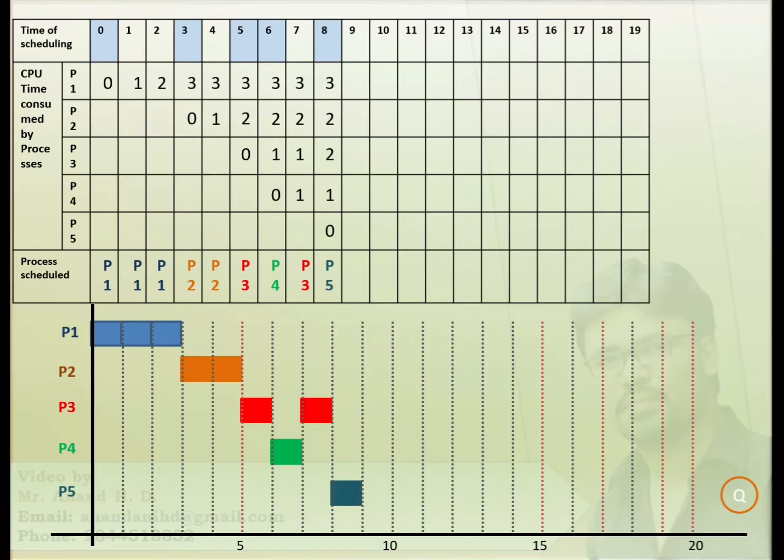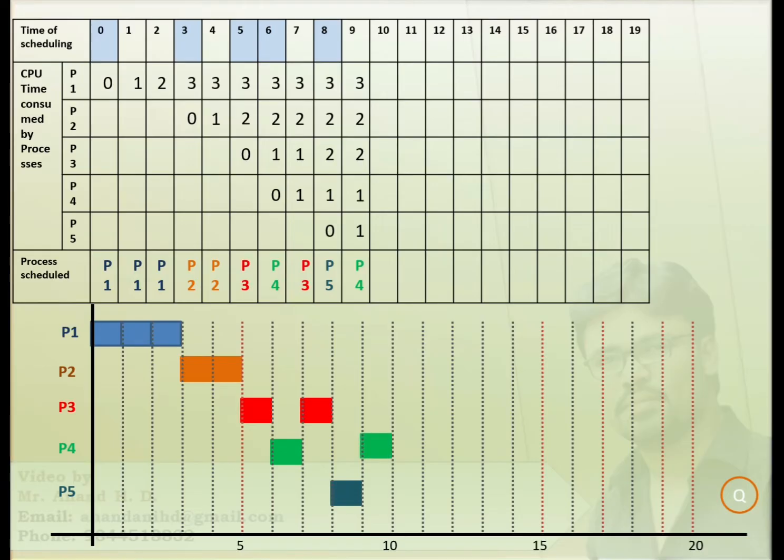So at 9 time units, we have process P5 which has completed 1 time unit of execution, P1 which has completed 3 time units of execution, P2 which has completed 2 time units of execution, P3 which has completed again 2 time units of execution, and P4 which has completed 1 time unit of execution. So we can see that P4 and P5 both have consumed an equal amount of CPU time, that is 1 time unit. So out of P4 and P5, P5 was recently scheduled whereas P4 was scheduled long back. So out of P4 and P5, P4 will be selected for scheduling and it is going to execute from 9 to 10 time units.